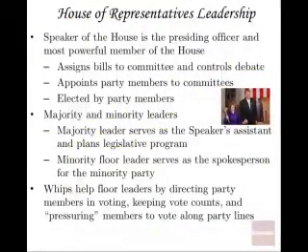So if you look at the House of Representatives leadership structure, you have the Speaker of the House. He's the presiding officer and the most powerful member of the House, and you can argue that he's the most powerful member in both houses of Congress, even the Senate Majority Leader. The Speaker of the House speaks for the entire 435 cohort, so that probably carries more weight than being the Senate Majority Leader. So what do they actually do?